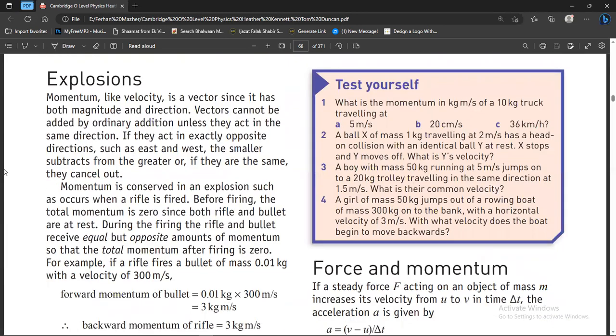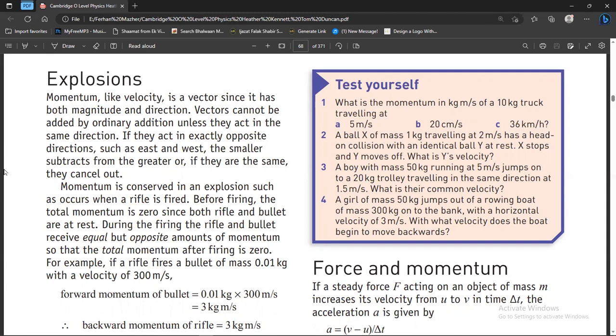Okay, here we have explosions. Momentum, like velocity, is a vector since it has both magnitude and direction. Vectors cannot be added by ordinary addition unless they act in the same direction. If they act in exactly opposite directions, such as east and west, the smaller subtracts from the greater, or if they are the same, they cancel out.